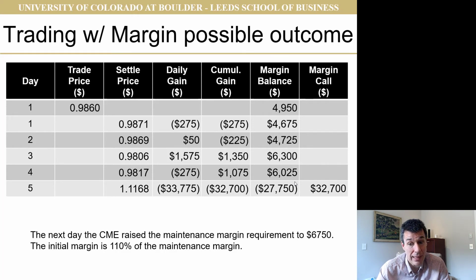Version 3 is the problem for the exchange, and the problem for the structure of the futures market would be that this investor has lost almost $28,000 and doesn't have the $28,000 to pay. So we need to talk about one more thing here.